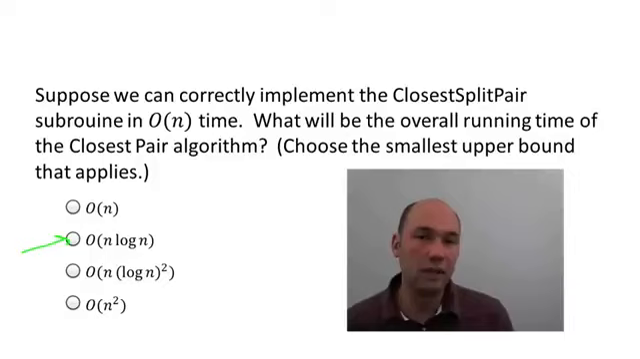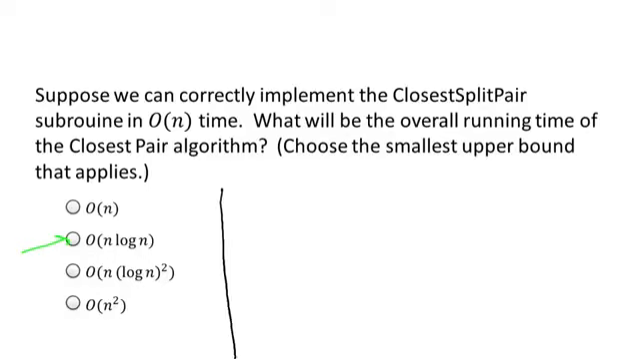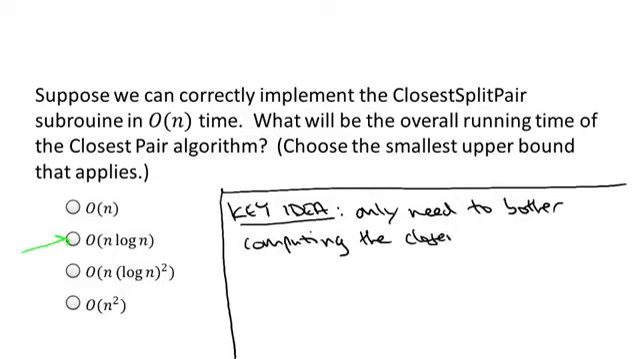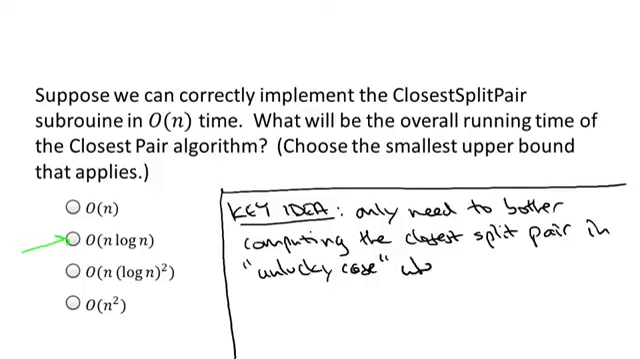Now, I'm going to proceed in a little bit to show you how to implement closest split pair, but before I do that, I want to point out one subtle but key idea, which is going to allow us to get this linear time correct implementation. So the key idea is that we don't actually need a full-blown correct implementation of the closest split pair subroutine. I'm not actually going to show you a linear time subroutine that always correctly computes the closest split pair of a point set, because that's actually a strictly harder problem than what we need to have a correct recursive algorithm.